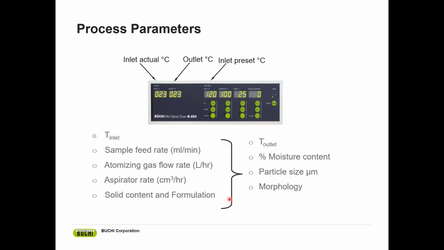I'm going to get the resulting outlet temperature. I cannot set that on most laboratory dryers. That's an effect of the other parameters. How dry does my formulation get? What particle size am I going to achieve, or even the morphology, therefore the shape of the given product or powder?